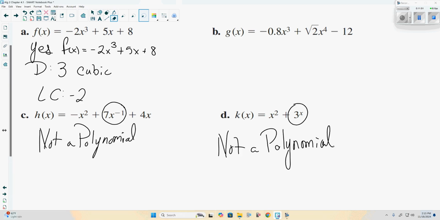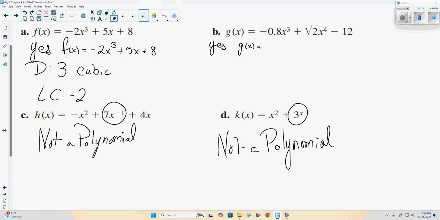Let's look at B. Is B a polynomial function? Yes. Now, it might be tempting to say no because of our square root of 2 times x to the 4th. But since the x to the 4th is outside the radical, it is still a polynomial function. Yes, this is a polynomial function.